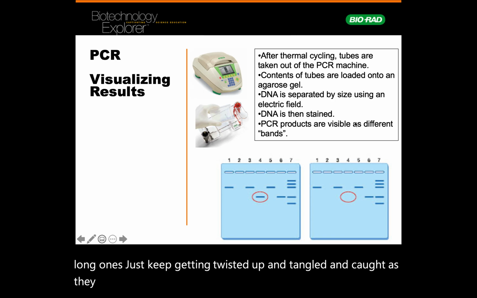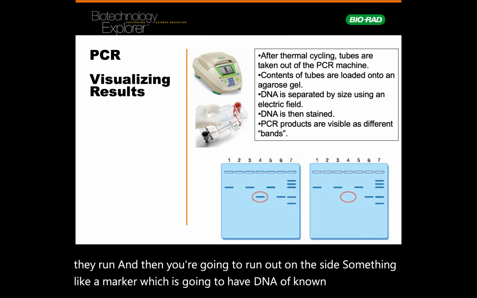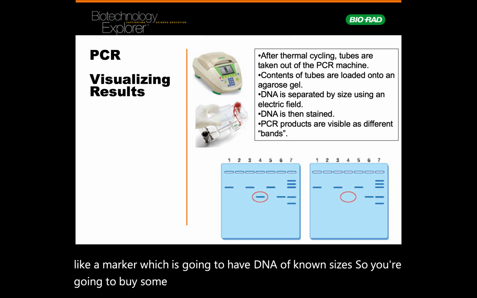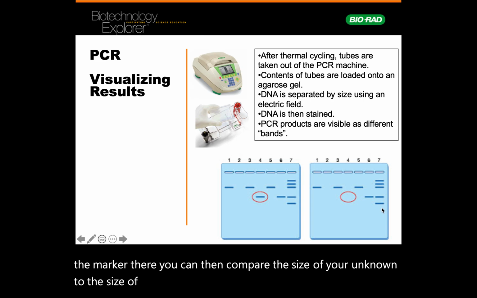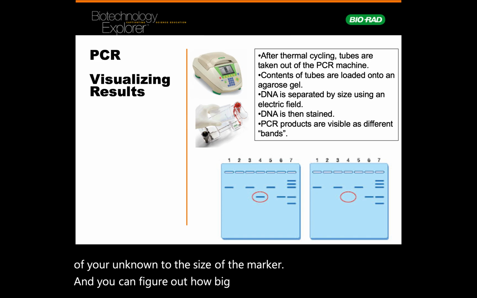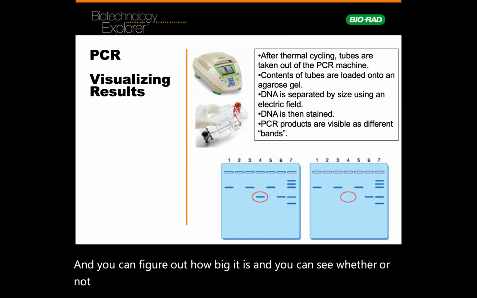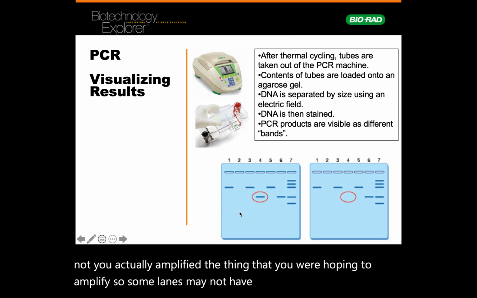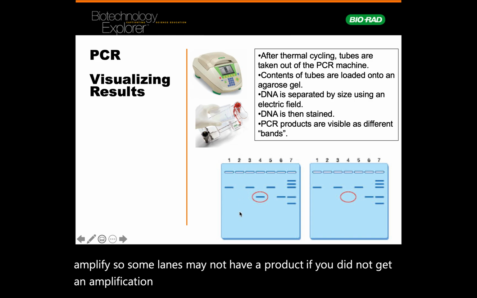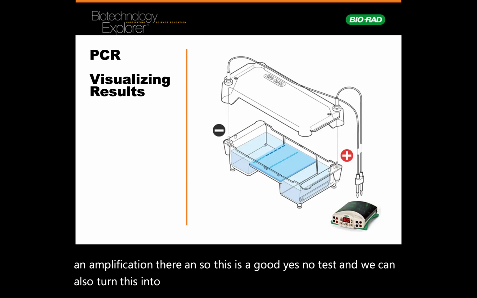And then you're going to run out on the side something like a marker, which is going to have DNA of known sizes. You're going to buy some of this from a company. If you have the marker there, you can compare the size of your unknown to the size of the marker, and you can figure out how big it is. And you can see whether or not you actually amplified the thing that you were hoping to amplify. Some lanes may not have a product if you did not get an amplification there. So this is a good yes-no test. And we can also turn this into a quantitative test. That's the next thing.